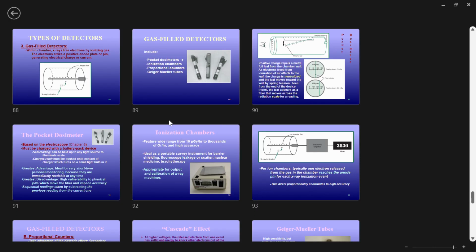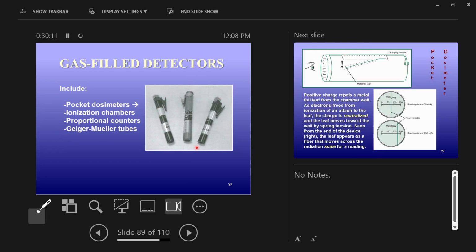That is one way these gas chambers will work if they're electronic, okay? Now specifically these pocket dosimeters work in a slightly different way, okay? So let me show you how these pocket dosimeters do what they do.